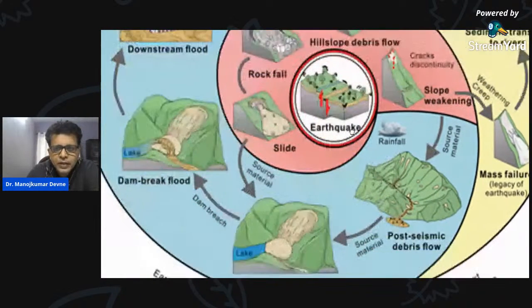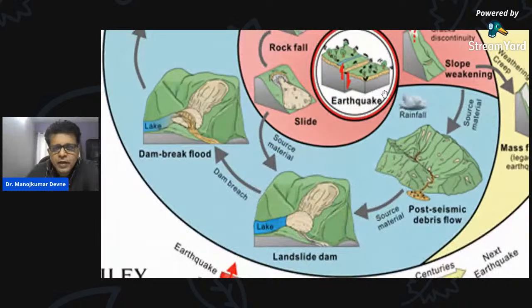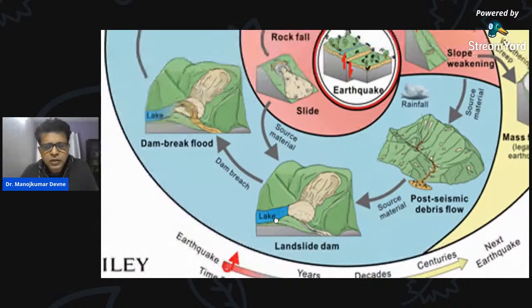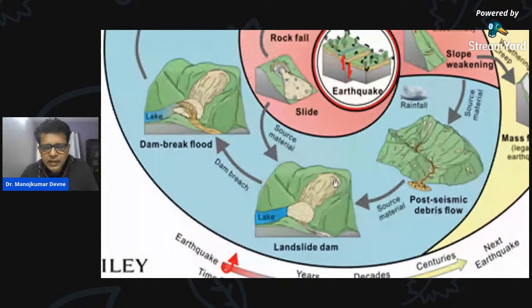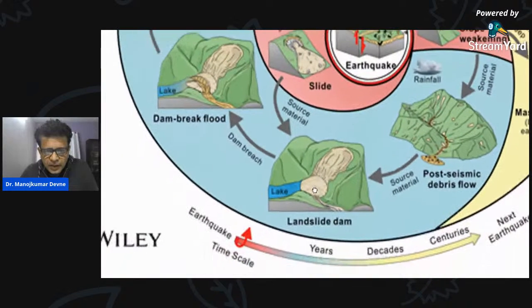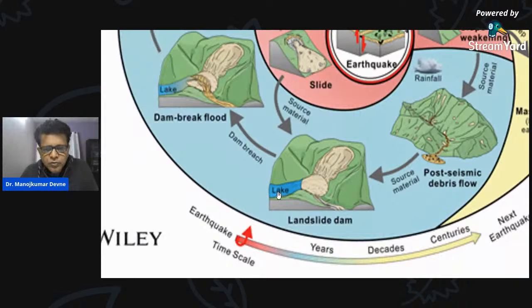Then into this section now, what will happen? Because of this, at the same time you have rainfall, and because of the rainfall you have post seismic debris flow. So this is another way of looking at the secondary impacts. This debris flow now becomes a source material for a dam slide, or rather a landslide dam. You'll see that this has slid down from this particular area and is going to block the river. The river was flowing like this, and suddenly it gets transformed into a lake.